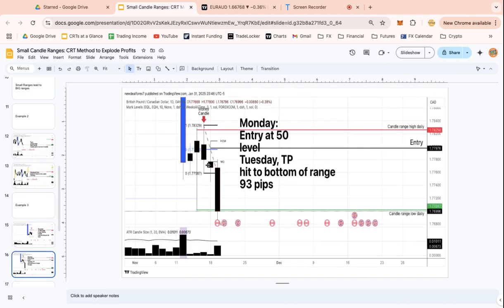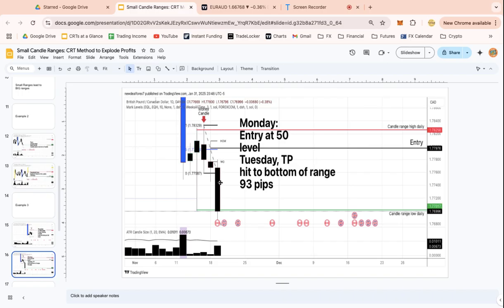So this went down to the bottom over 93 pips. All right. 93 pips. So it started from this small range. This was Friday. This small candle here was Monday. And then Tuesday is where the really big move came. But again, it starts from this small candle, which leads to the big candle.